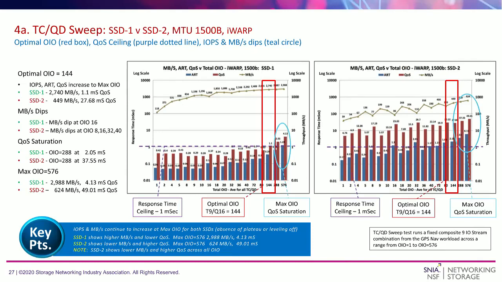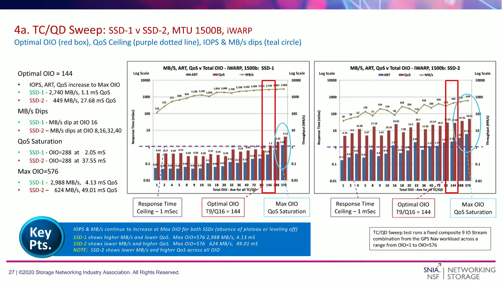So first looking at the line, the brownish line, you can see, as we saw before on SSD1, we went from 118 to 2,900 megabytes per second and kept going. But the response times passed 144, and that blue circle went up to 2 and 4 milliseconds. So at the optimal OIO 144, we had 2,700 megabytes at 1 millisecond. If we go to 576, we gained 200 megabytes per second, but it costs us 3 milliseconds of response time.